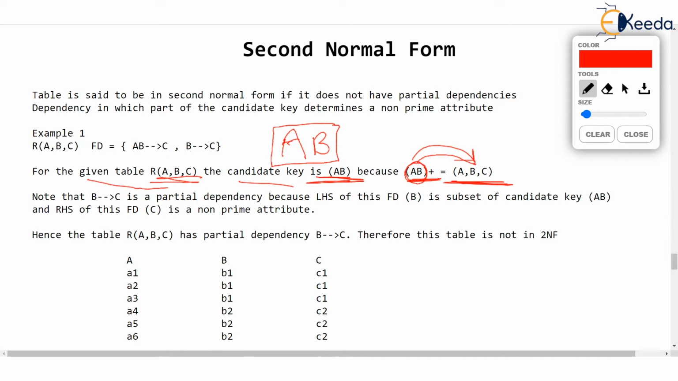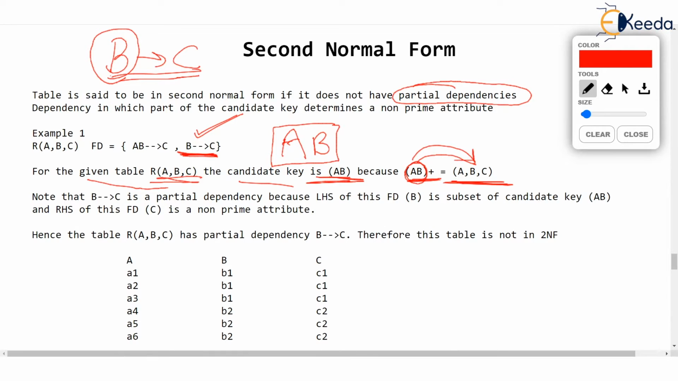Now have a look at the dependency which I am ticking. This FD, B determines C, is a partial dependency. That's the word which came in the definition of second normal form. B determines C is a partial dependency because the left hand side of this dependency is a subset of the candidate key.